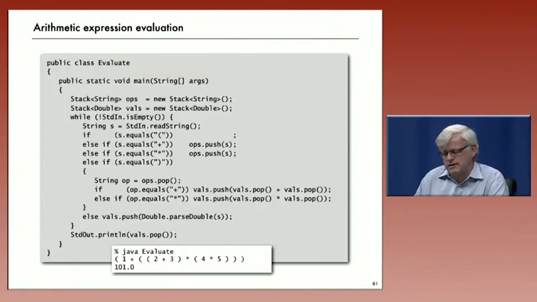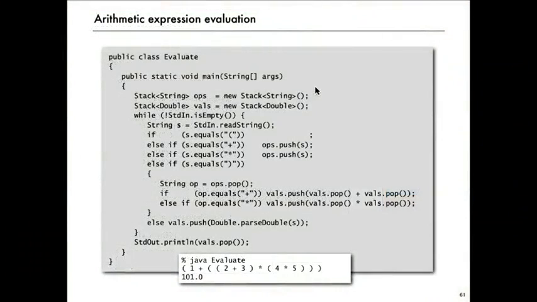Here's the code that implements Dijkstra's two-stack algorithm. We have two different stacks. The operator stack is strings; it could be characters, which is just our operator. Then our value stack is doubles, so that's the same stack code, but with generics. We're using two different types of data. And then we simply perform Dijkstra's algorithm.